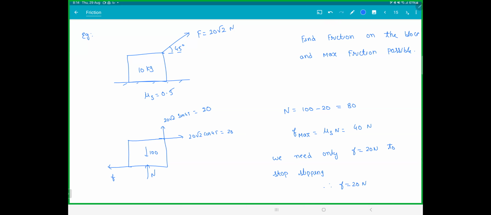And be careful, N is not 100. N is 100 minus 20. That is one goof up people do. They forget about that. So blindly don't write N is equal to mg. Is this clear?